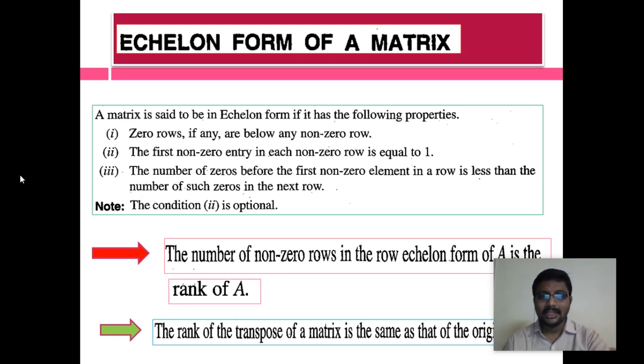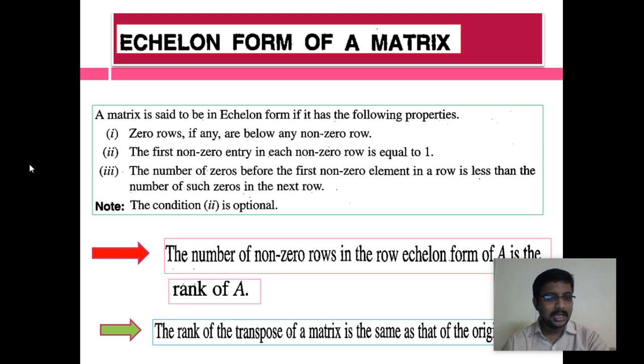The second one is that the first non-zero entry in each non-zero row is equal to 1. Here condition 2 is optional. The first non-zero entry will be 1. If there is a 1, then it is easy to apply the row operations. The first non-zero entry should be 1.